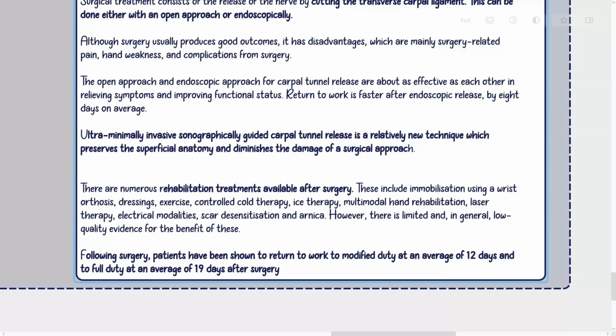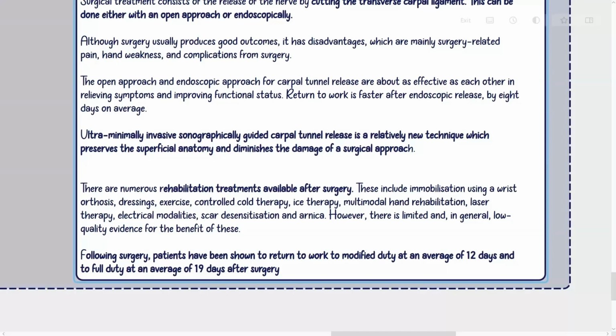The open approach and endoscopic approach for carpal tunnel release are about as effective as each other in relieving symptoms and improving functional status. Return to work is faster after endoscopic release, by 8 days on average. Ultra-minimally invasive sonographically guided carpal tunnel release is a relatively new technique which preserves the superficial anatomy and diminishes the damage of a surgical approach.